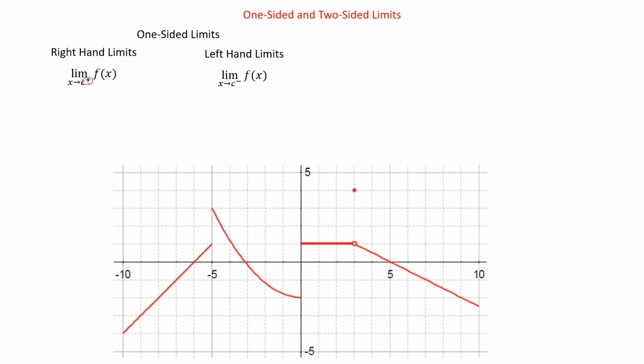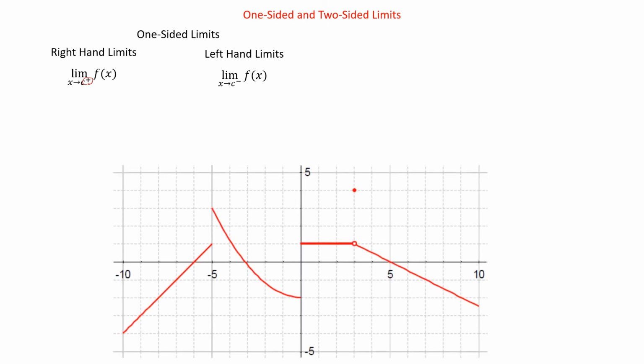One-sided and two-sided limits. See, I told you there's a bunch of stuff in here. One-sided limits, there's two of them. There's the right-handed limit, where we're going to have the limit as x goes to c from the positive side, from the right, of f of x. That's not an exponent, it's more of an index. And we have left-hand limits, which is where x goes to c from the negative side, from the left, of f of x. So what are those?